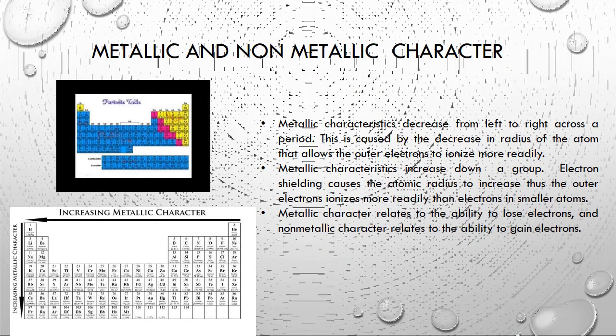Metallic and non-metallic character. Metallic character decreases from left to right across a period. This is caused by the decrease in radius of the atom that allows the outer electron to ionize more readily. Metallic character increases down a group. Electron shielding causes the atomic radii to increase. Thus, the outer electrons ionize more readily than electrons in smaller atoms. Metallic character relates to the ability to lose electrons, and non-metallic character relates to the ability to gain electrons.